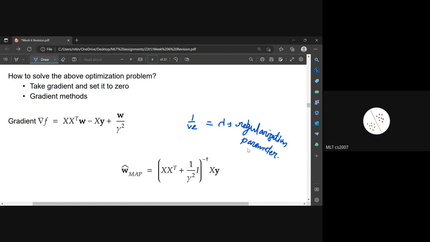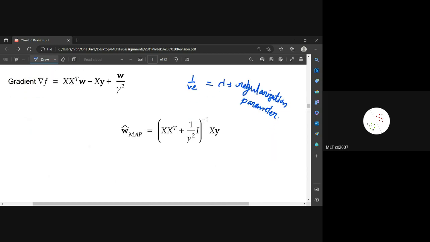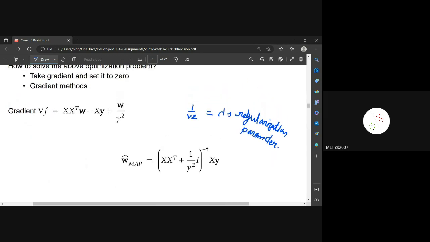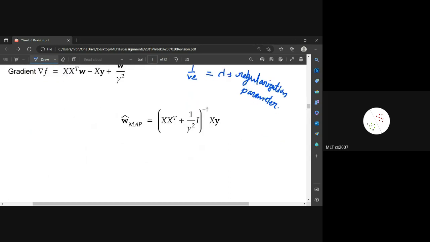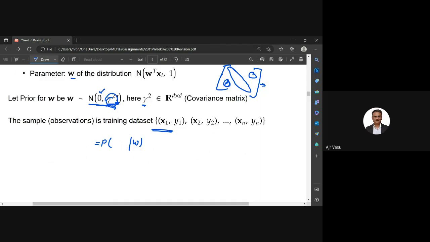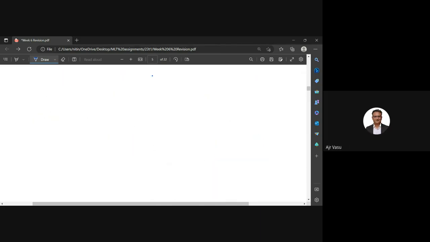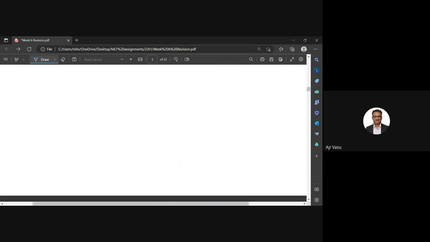How to choose this lambda? We'll talk about that. Okay, so this is your gradient of that. If you set it equal to 0, you will get your optimal value. So this is how your optimal W will look, and that's how we designed it. Remember, we have designed it in the same fashion, right?